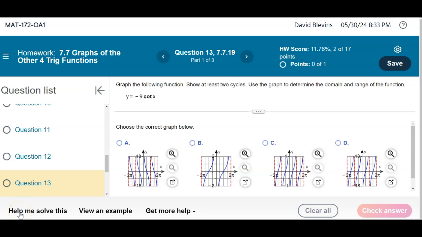Hey, trig class, we're going to look at where the graph y equals negative 9 cotangent x crosses the x-axis, where its vertical asymptotes are, and what some key points are. We're going to show you, number one, how to do it by hand, and number two, how a TI calculator can help.